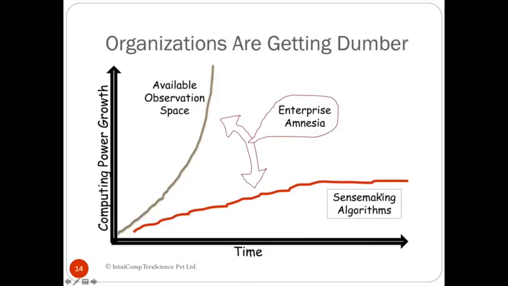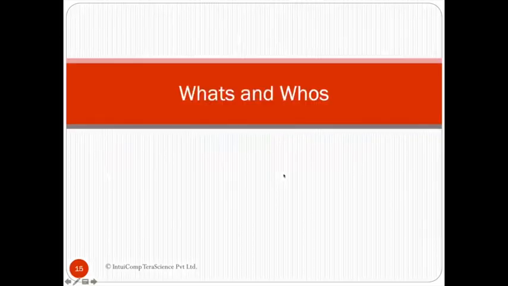Next, organizations are getting dumber, because when computing power growth is plotted against time, we see the available observation space. This is how the enterprise suffers amnesia and forgets, so a sense-making algorithm is needed to get rid of this, otherwise it will get dumber and dumber.